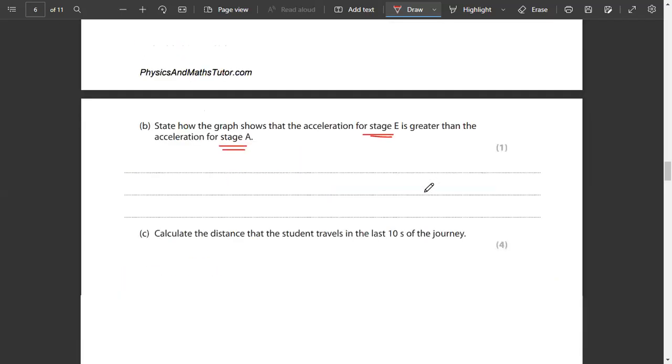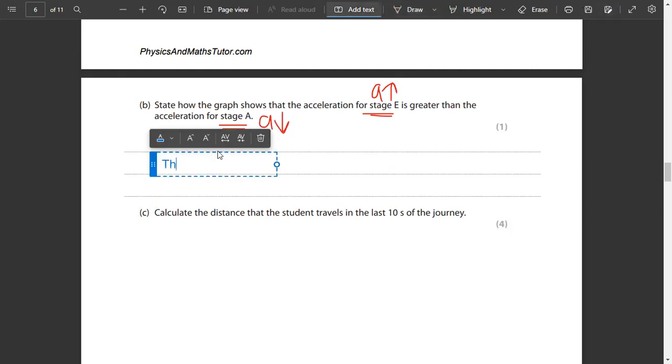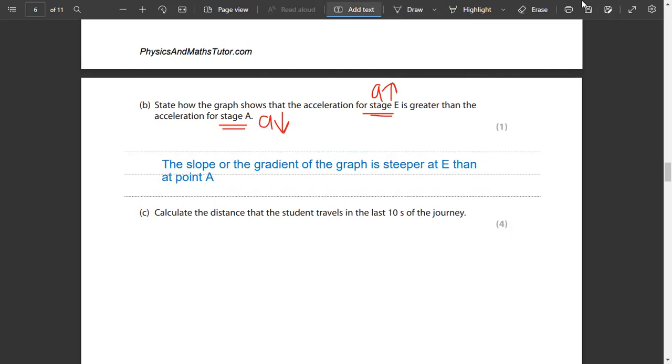तो हम कहेंगे कि obviously यहाँ पे stage E पे जो acceleration is greater, stage A पे acceleration is lesser. क्यों? Because of the slope. हम यहाँ पे कहेंगे the slope or the gradient of the graph is steeper at E than at point A. तो ये आपके पास reason होगा.